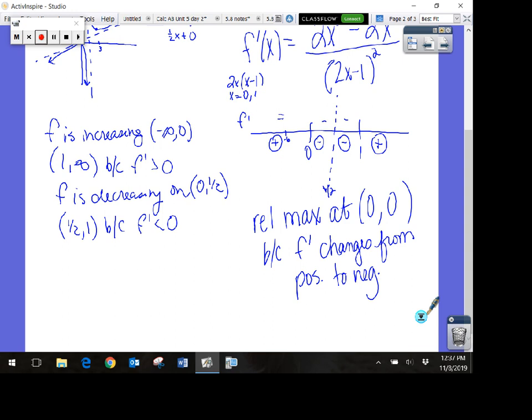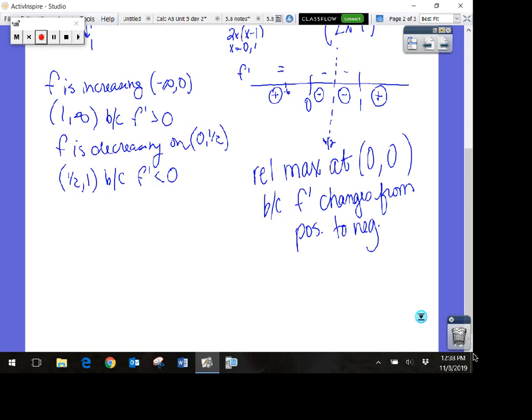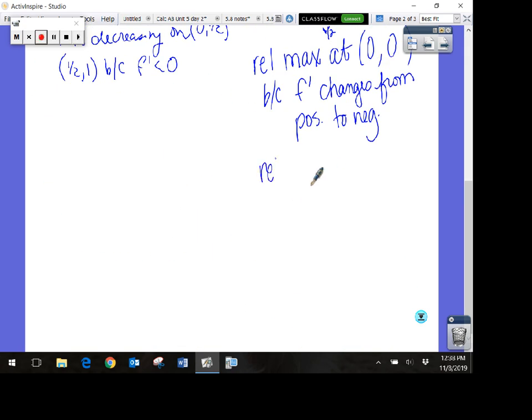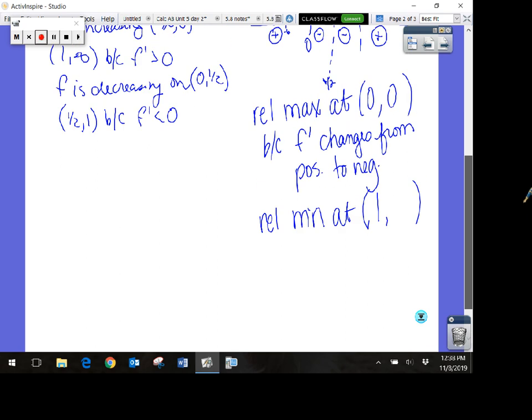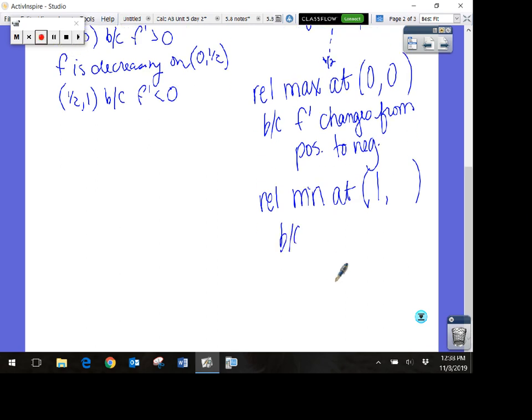Then negative, so there's no sign change right here. Okay, no sign change right there. Negative to positive creates a minimum. So we have a relative minimum that's at 1. We have to figure out what value goes with that because again it wants the point. Because f prime changes from negative to positive. You want to use the plus and the minus.